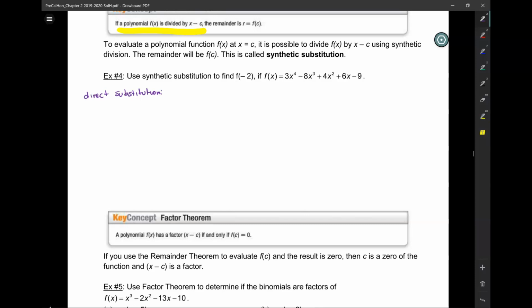Yeah. So look at this one. So direct substitution is what you've always done. F of negative 2 is equal to 3 times negative 2 to the 4th minus 8 times negative 2 cubed plus 4 times negative 2 squared plus 6 times negative 2 minus 9. Okay, so it's possible to do, but it's so much work, right? And then when you finally do it, Benny, did you already? Okay, I'll help you. It's 107. You get 107.